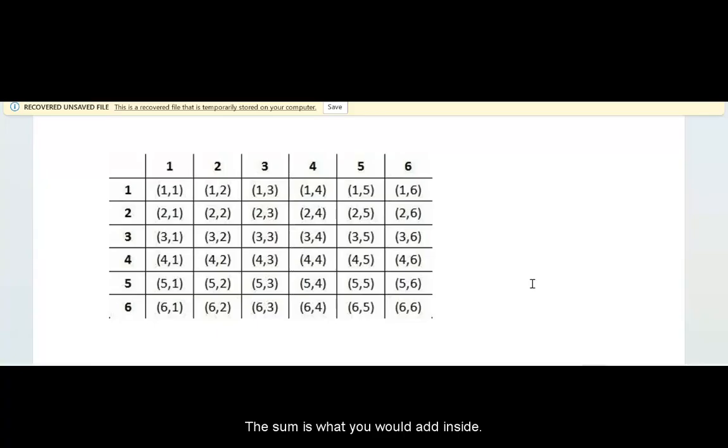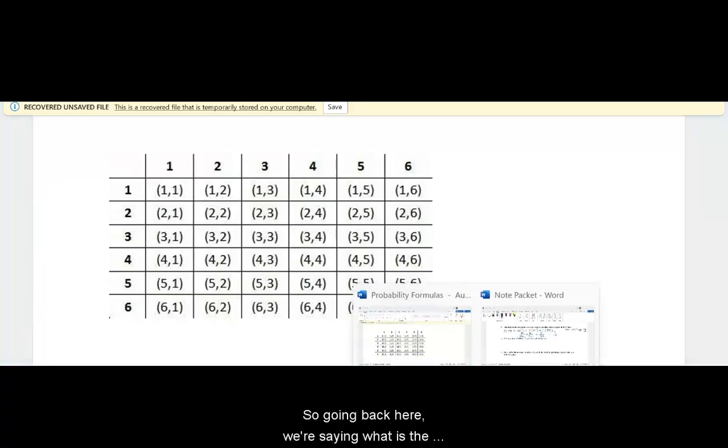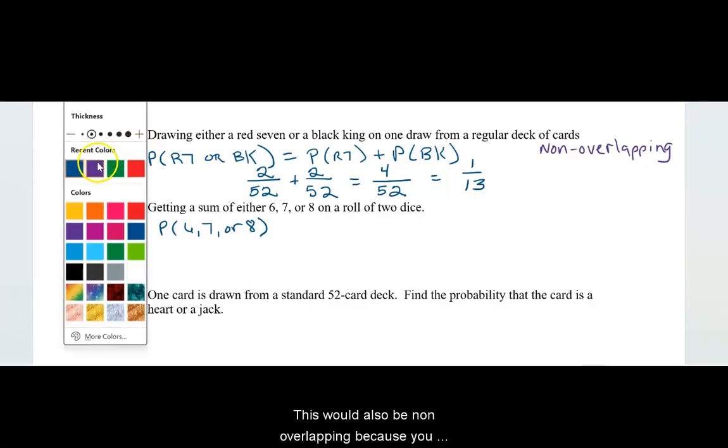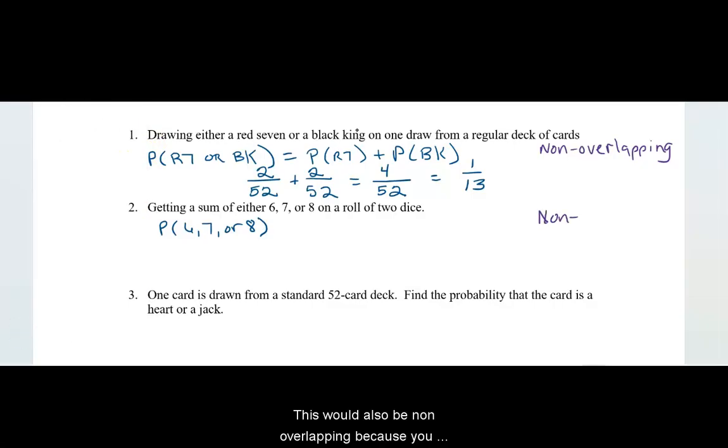The sum is what you would add inside. So for example, the sum here would be 2, right? If I jump back down to here, the sum here would be 6. And that's what we're looking at. So going back here, we're saying what is the probability of getting either a 6, 7, or 8. This would also be non-overlapping, because you can't have 2 numbers that add up to 6, but then they also could add up to 7 or 8. This is non-overlapping.